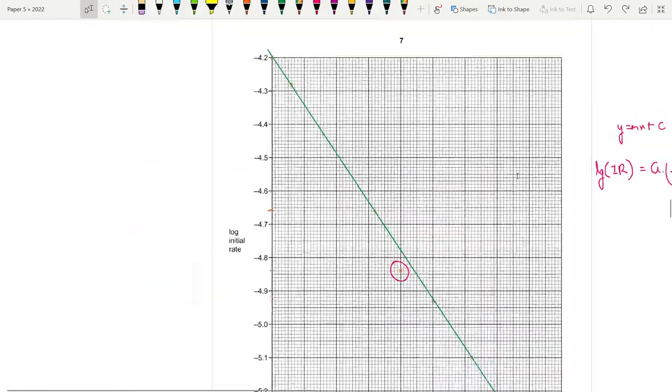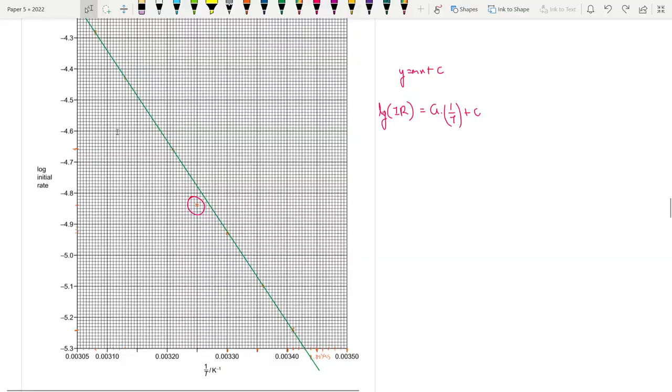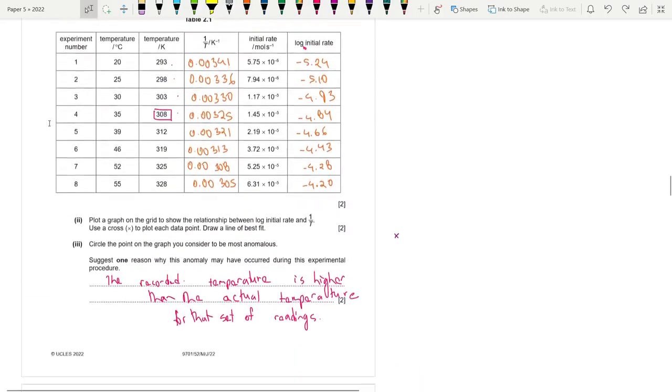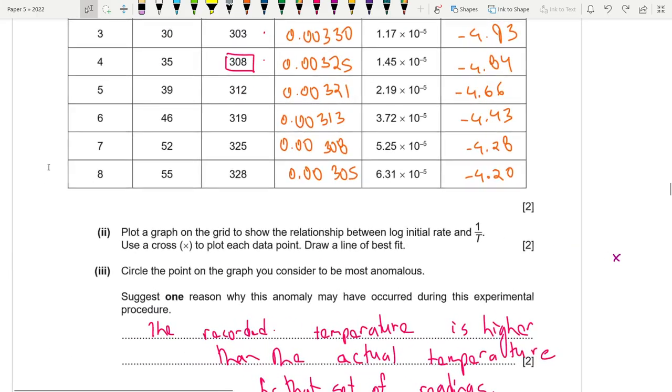Okay, then I'm gonna zoom out, see if you can see here. All right, let's move on then. Circle the point on the graph you consider to be the most anomalous. I just did that. Suggest one reason why this anomaly may have occurred during this experimental procedure.